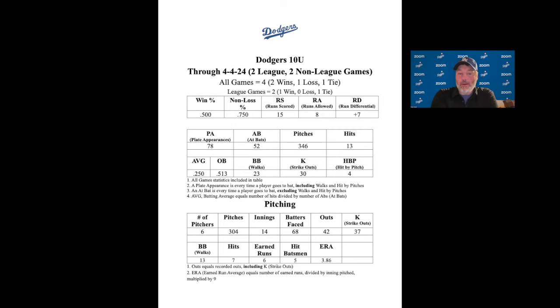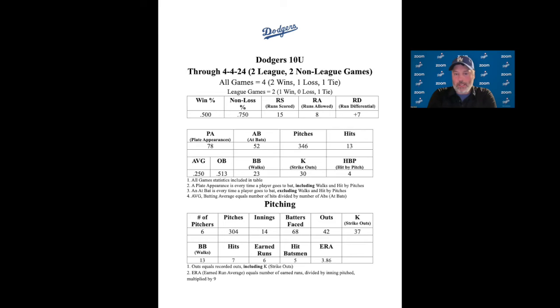So compare the number of pitches we've thrown to opponents, 304, versus the number of pitches opponents have thrown to us, 346. Our opponents have thrown us 42 more pitches than we have, which means, one, we're being really patient at the plate, which is really, really good. We're also being really efficient with our pitches and efficient in the field, especially at this age. When you see that type of efficiency, that typically means the team's doing really well. So we're in a good spot right now.